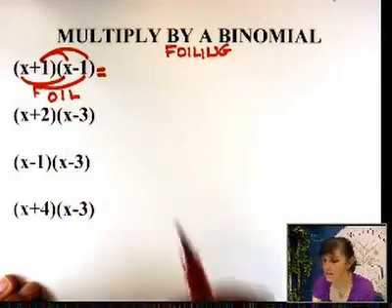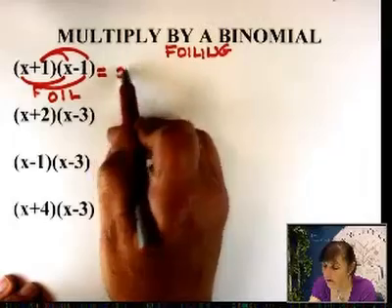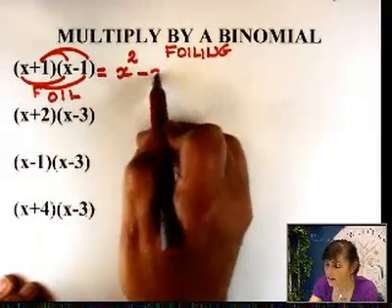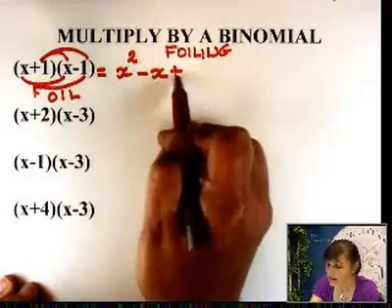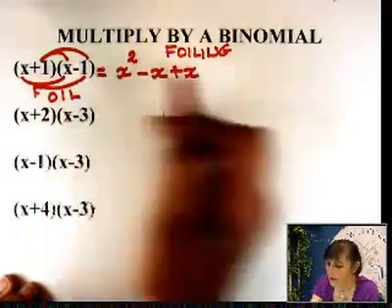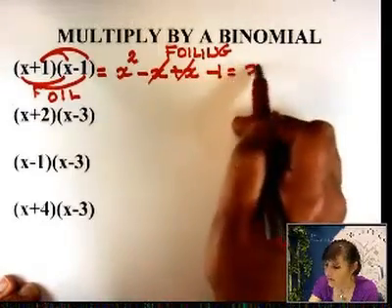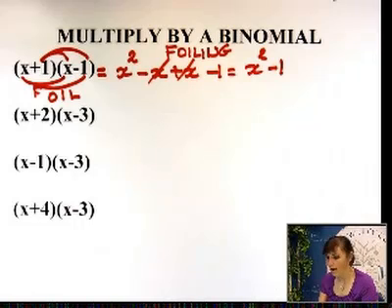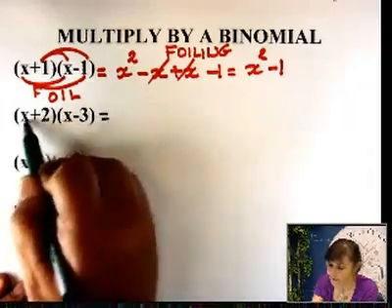Okay? So let's do the F term. X times x, that's x squared. O is x times -1, that's -x. I is 1 times x is positive x. And 1 times -1, -1. And guess what happens? You'll have x squared minus 1. That's a special case where you kind of got rid of the middle term. They canceled out. Let's FOIL the next one.